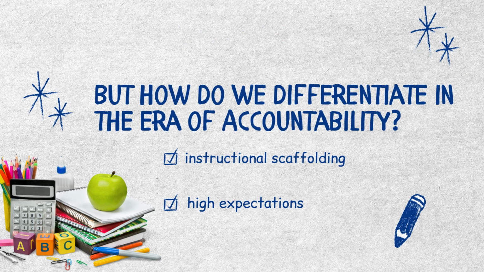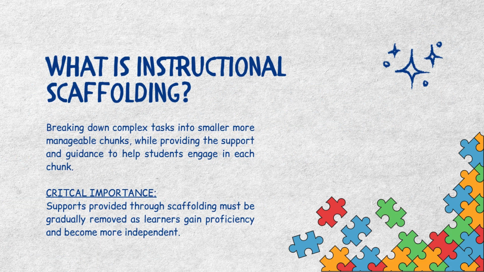But in this era of accountability, how do we effectively differentiate? Two key strategies stand out: instructional scaffolding and high expectations. When we combine these two, we create an unstoppable learning environment. So, what exactly is instructional scaffolding? It's all about breaking down complex tasks into smaller, more manageable chunks, and then providing the perfect amount of support and guidance to help students master each chunk.